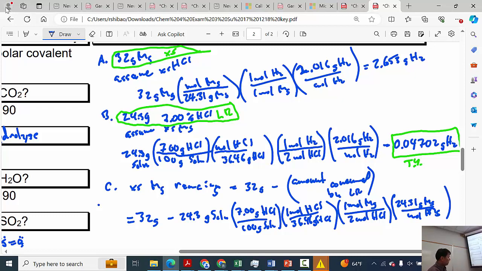Okay, so I get, let me do that again, 24.3 times 7 divided by 100 divided by 36.46 divided by 2 times 24.31. So we start off with 32 grams. We're only going to use up half a gram. It's 0.567 grams.